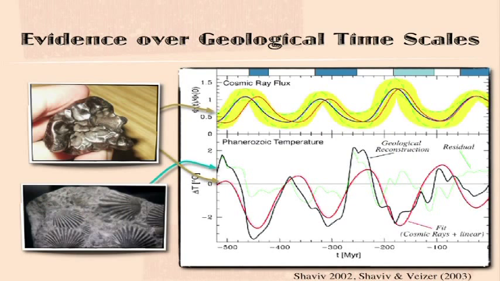So at the top, you see a reconstruction of the cosmic ray flux based on iron meteorites. And at the bottom, you see a reconstruction of the temperature by looking at oxygen 18 in fossils. Okay? Do you see a correlation between the two graphs? Yeah. In fact, you can see that there are 7 oscillations in the cosmic ray flux over the past billion years. And over the past billion years, you also have 7 occurrences of ice age epochs, each time we passed through a spiral arm and we had more cosmic rays.